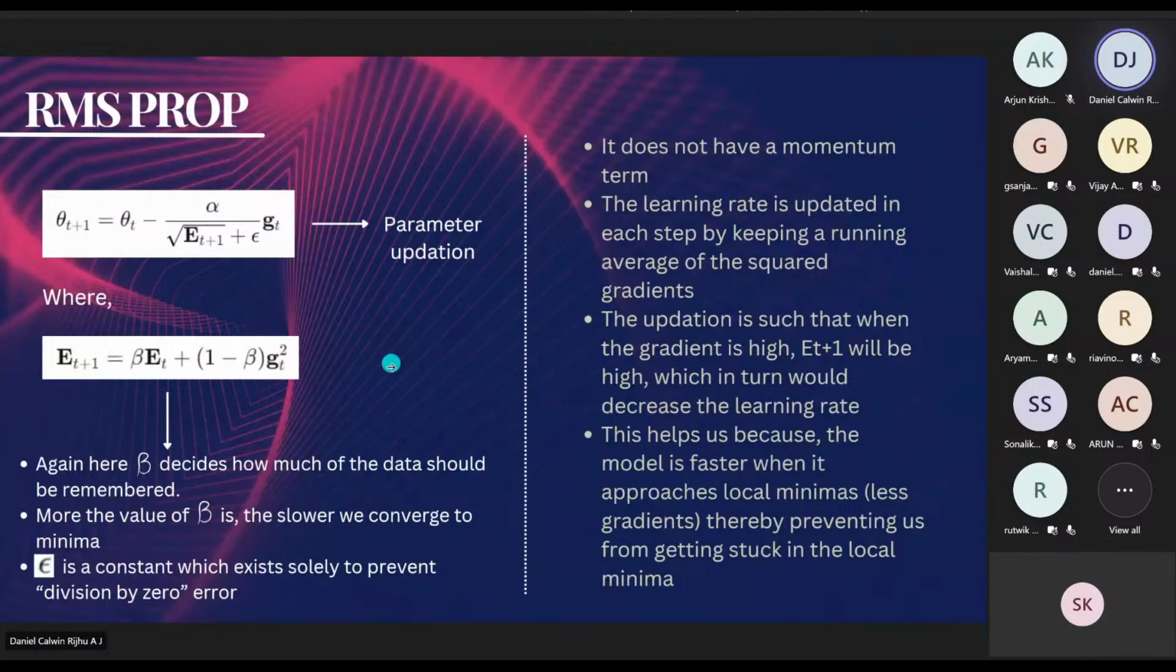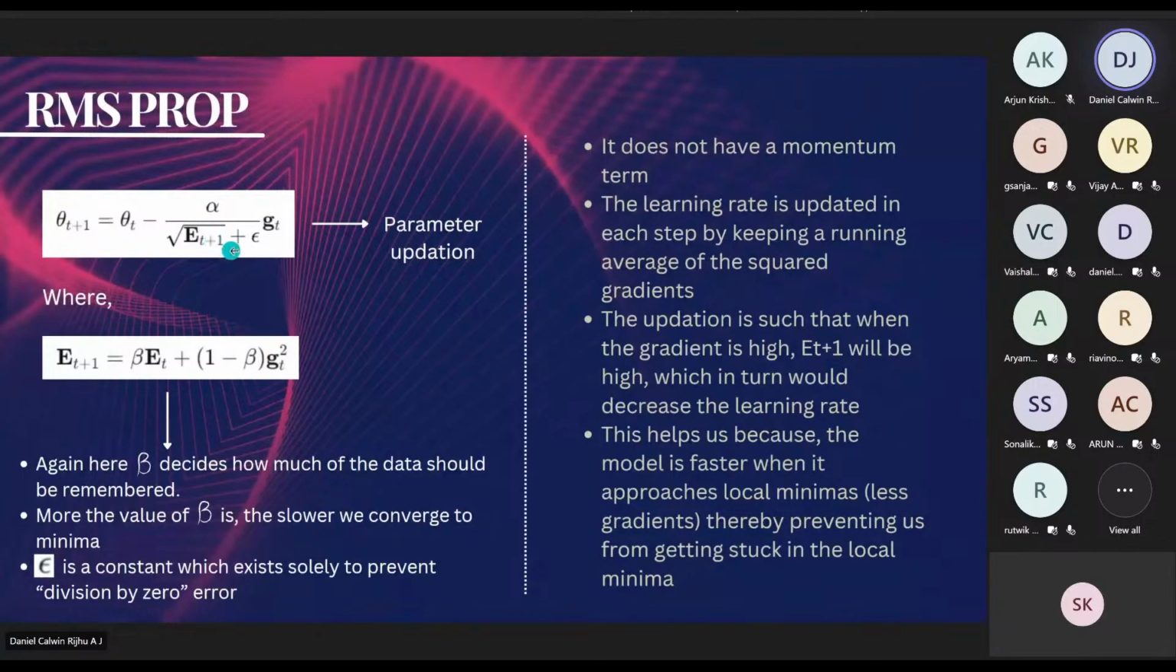And what is the reason? First, we'll look at the parameter updation to learn it better. As you can see, the parameter is going to be updated in a different fashion over here. So theta t plus 1 is going to be theta t minus alpha times gt, which is almost the same as a normal gradient descent, except we have a denominator term in the second term. This denominator is going to be root over et plus 1 plus epsilon, where epsilon is nothing but a constant which is there to just prevent the division by zero error.